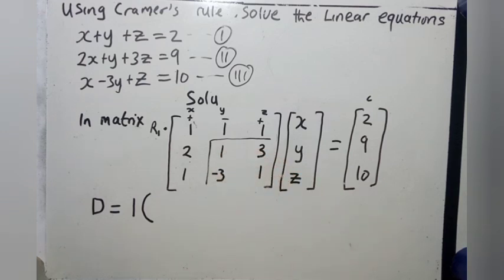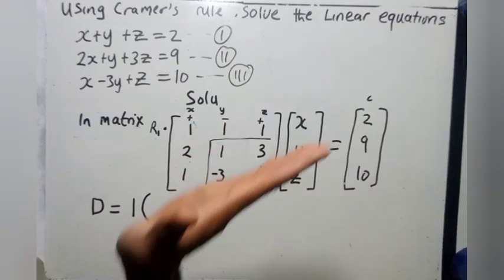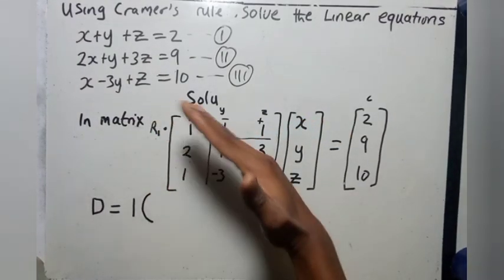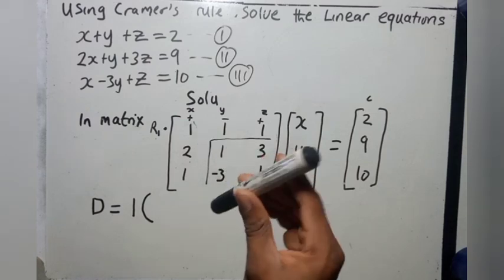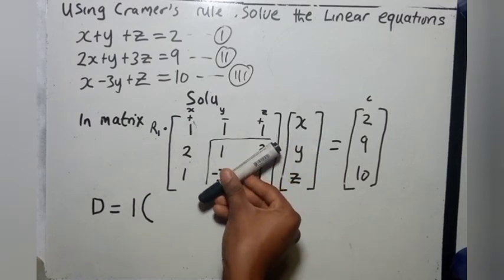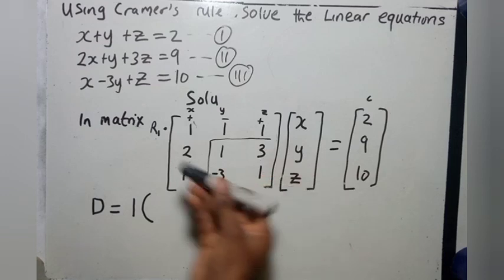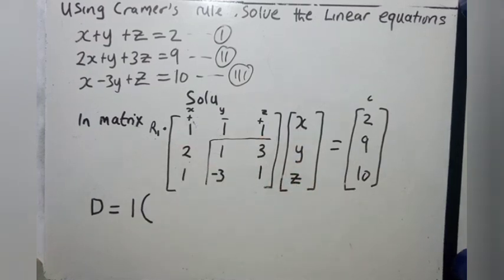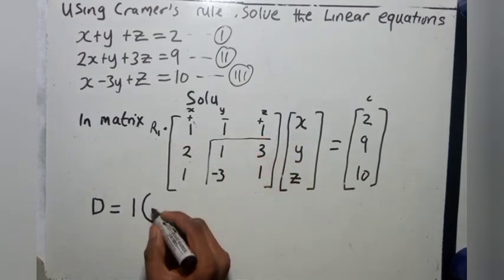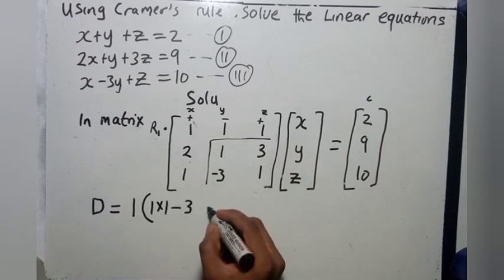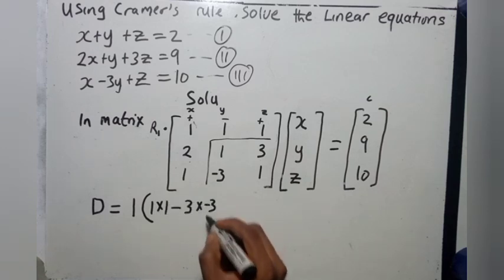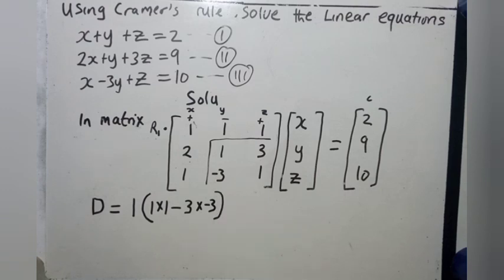How we find the determinant of a 2 by 2 matrix is the main diagonal minus the minor diagonal. This is the main diagonal, which is these two numbers. We multiply the two of them, minus this minor diagonal. We multiply the two of them and subtract this one from this one. So doing that, we'll have 1 times 1 minus 3 times minus 3. We have that to be the first one.